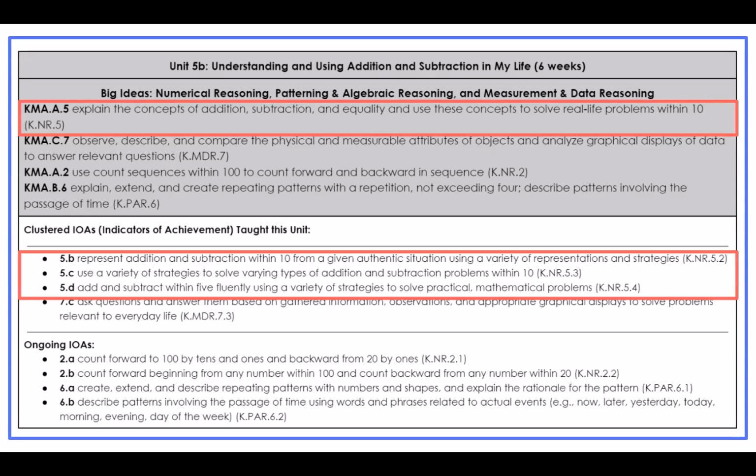IOAs 5.B and 5.C are clustered together as students represent addition and subtraction and use a variety of strategies to solve addition and subtraction of whole numbers within 10. Representations may include objects, fingers, mental images, drawings, expressions, or equations, and strategies include counting all, counting on, counting backwards, and making 10. Relevant problems include word problems that are meaningful to a student's real environment.